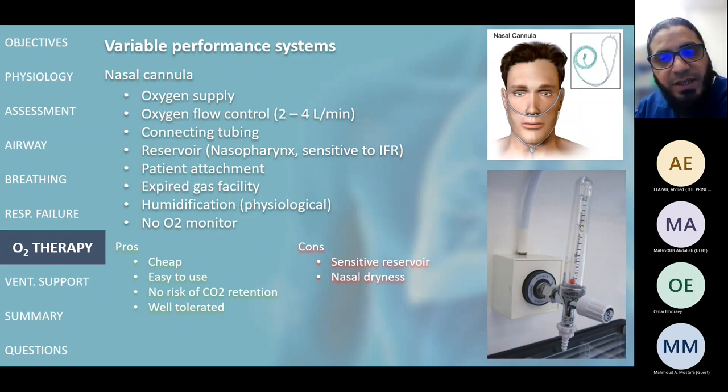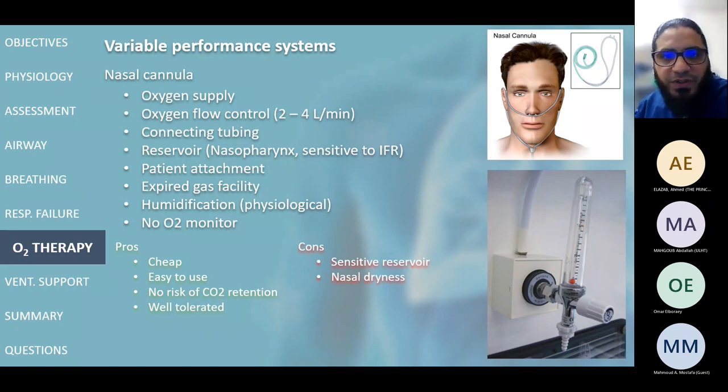So the maximum flow that this nasal cannula can tolerate is 2 to 4 liters per minute, which is very little. That's why it's used with more stable patients who have mild hypoxia. You can see the connecting tubes for the nasal cannula are very narrow. That's why they don't tolerate higher flow rates.